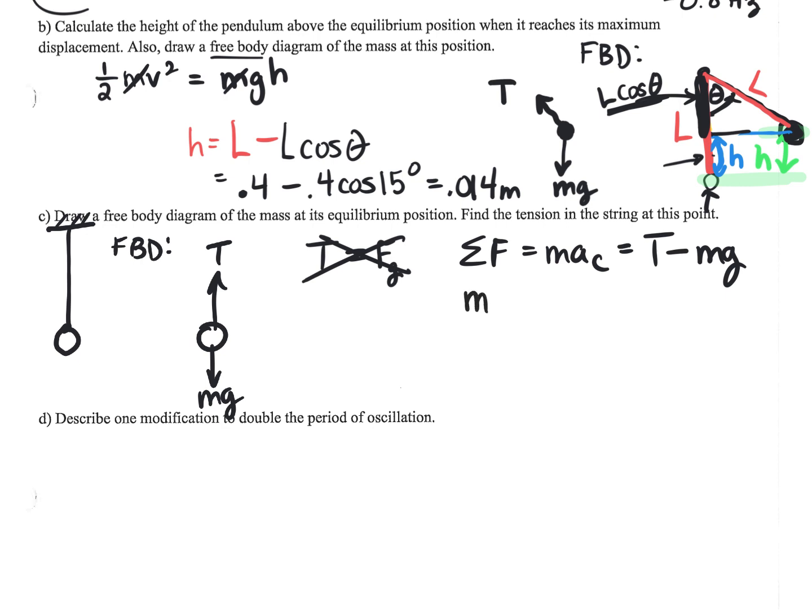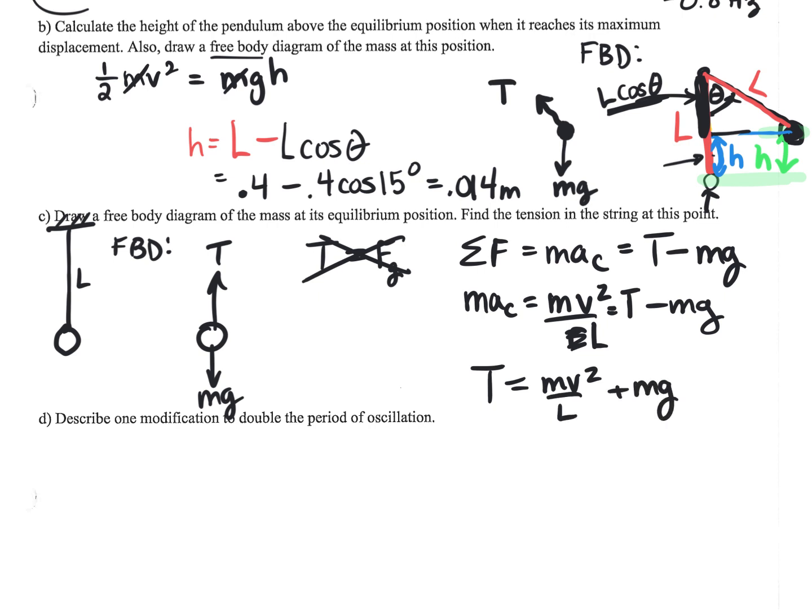Well, M a sub C is the same as M what? V squared over R. But in this case, what is R? Length of the pendulum, isn't it? So instead of R, we could put L, couldn't we? So that's equal to the tension minus mg. So the tension ends up being mv squared over L plus mg.